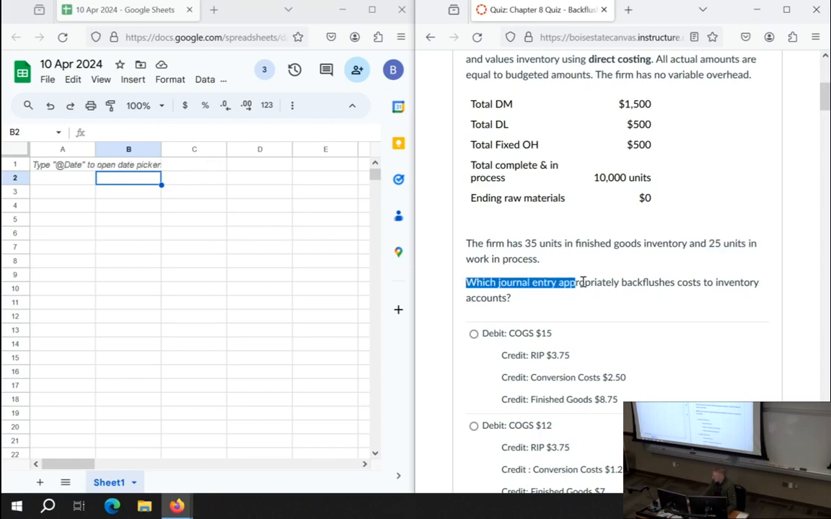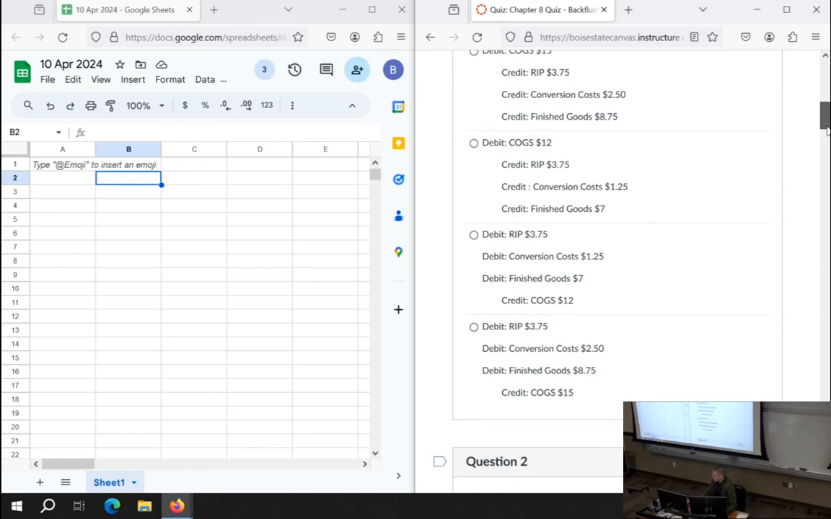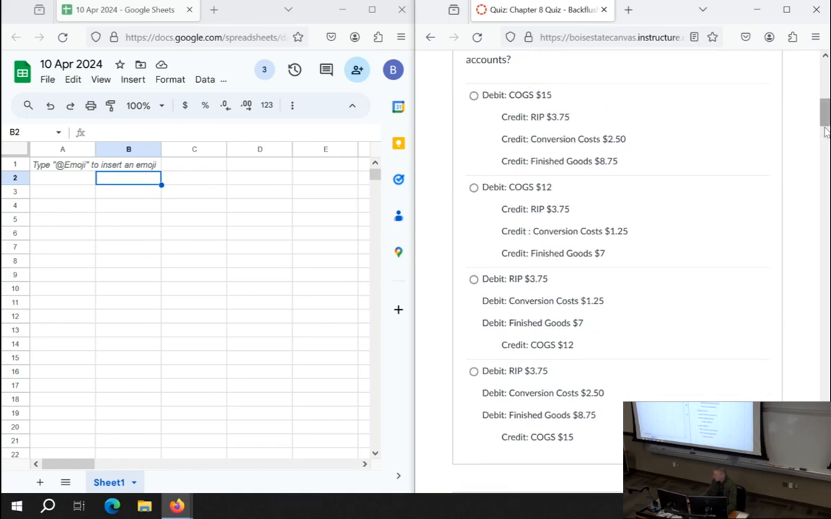Right, so which journal entry appropriately backflushes cost to inventory accounts? That's what it's asking for. So we can do a little bit of work here that's just journal related. This is where your accounting knowledge increases your odds by 50%. Well, doubles your odds. There we go.